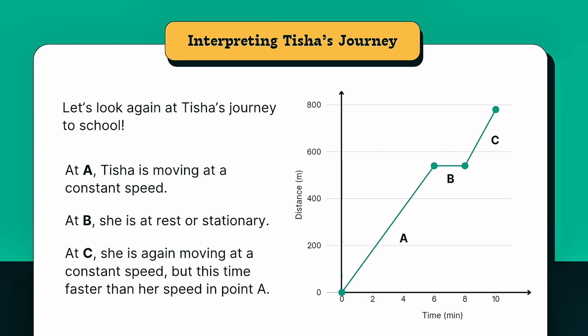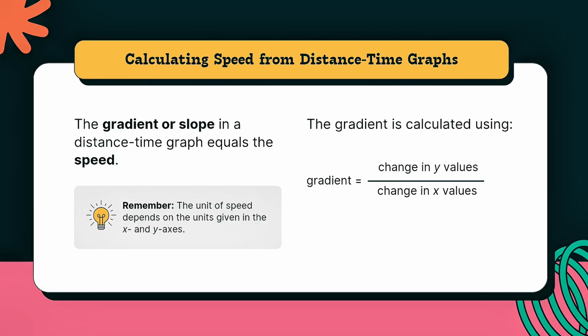Now let us learn another important thing. How do we calculate speed from a distance time graph? The answer is by finding the gradient or slope. The formula is, change in distance divided by change in time. Or simply, speed equals distance divided by time.